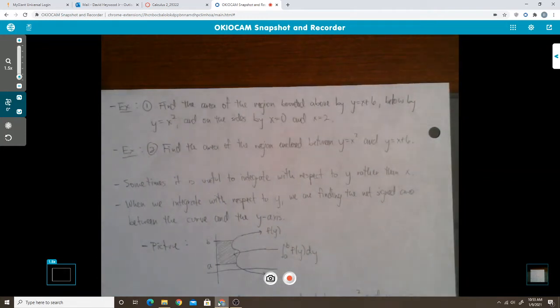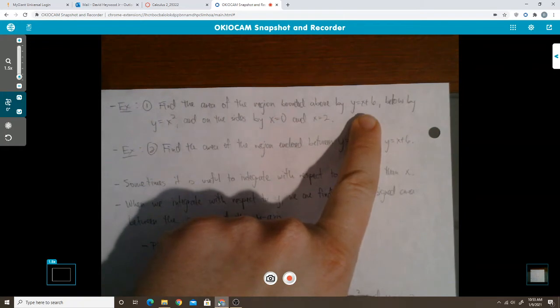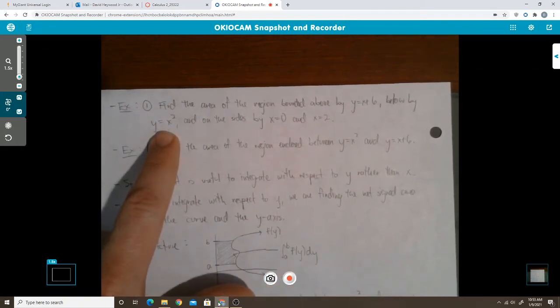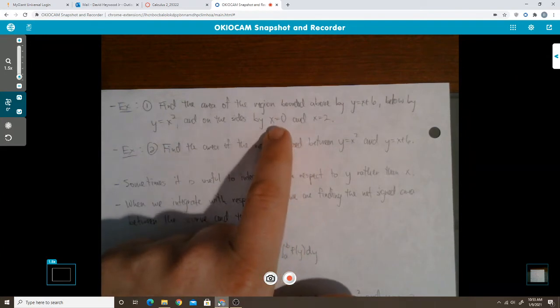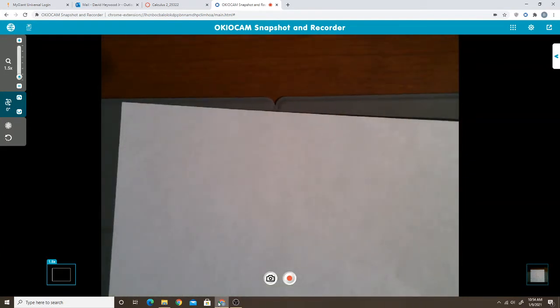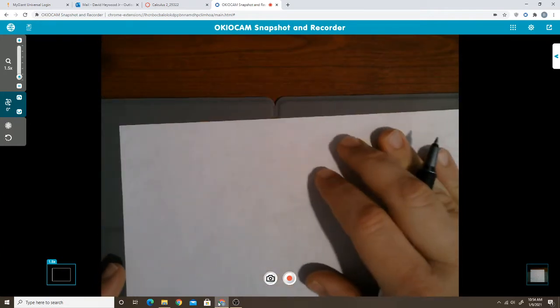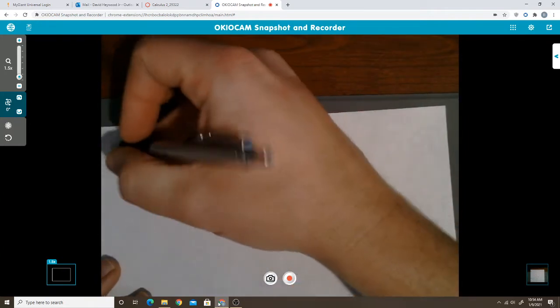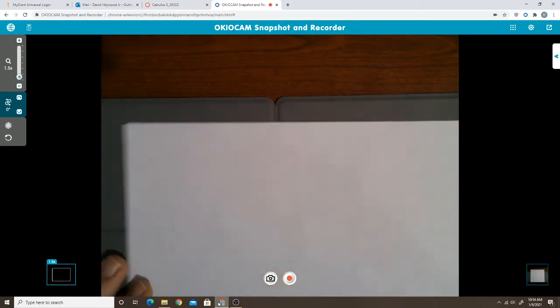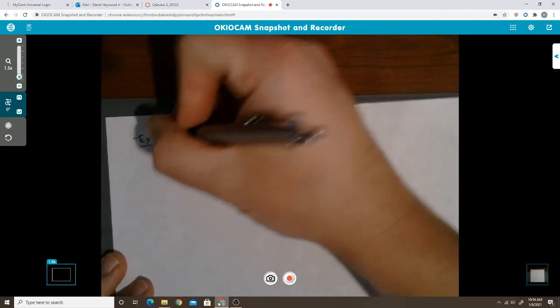But let's look at this first example now. So it says, we're supposed to find the area of the region bounded above by y equals x plus 6 and below by y equals x squared, and on the sides by x equals 0 and x equals 2. Okay, well, a good thing to do with problems like this is to draw a picture. You should draw a picture anytime you're doing a problem like this.